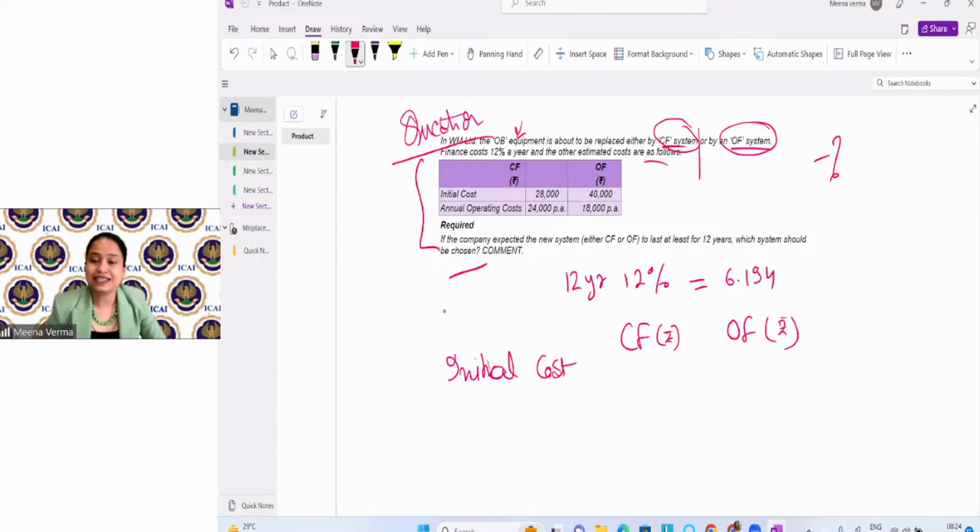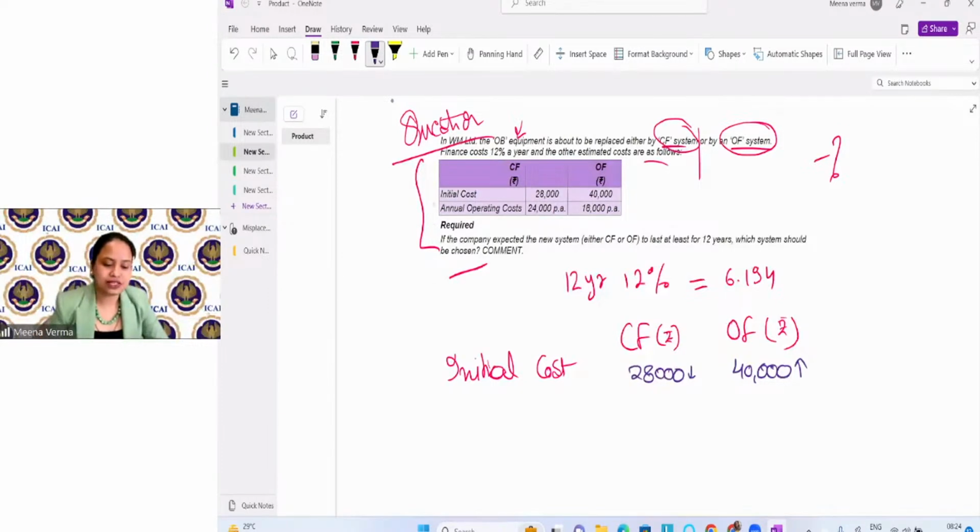So what is the initial cost which the company will have to pay? In case of CF, the company will have to pay 28,000. This is the initial cost, right? And for OF, it is 40,000. So if you see, initial cost is less for CF and it is high for OF.